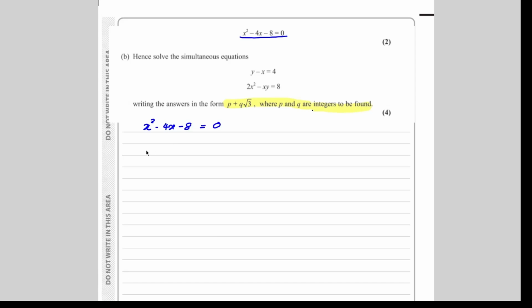I'm using the formula because you can't factorize this one. There are no smooth factors. So as soon as you see this one, you should understand that there are no factors. Therefore, you have to move on to the formula or completing the square format. I'm moving on to the formula. Then let's gather the formula.